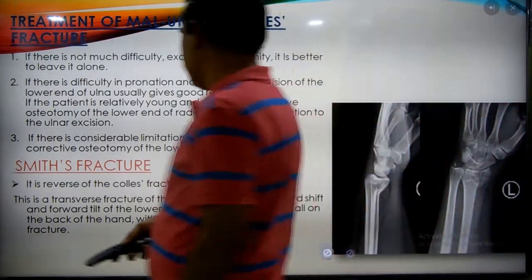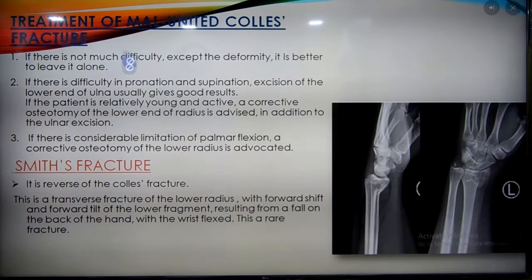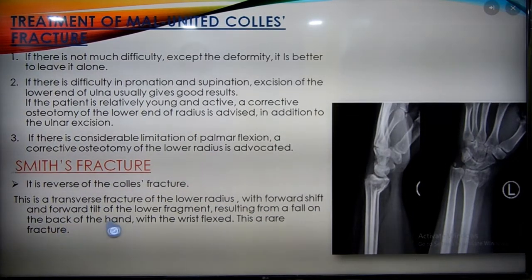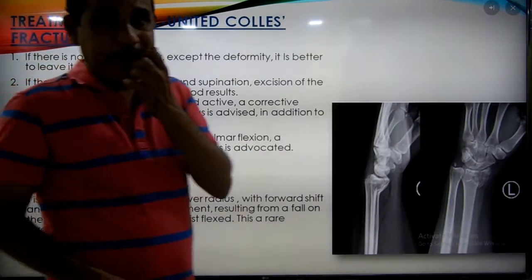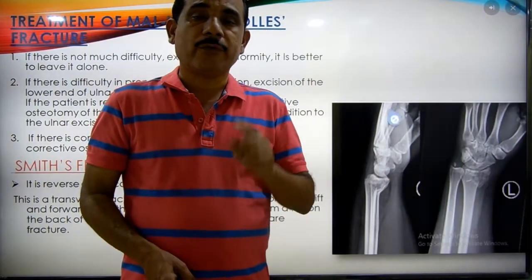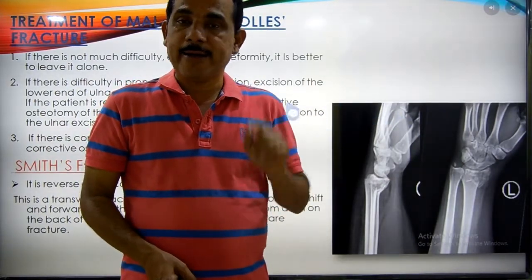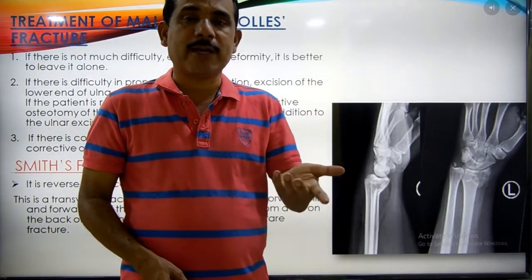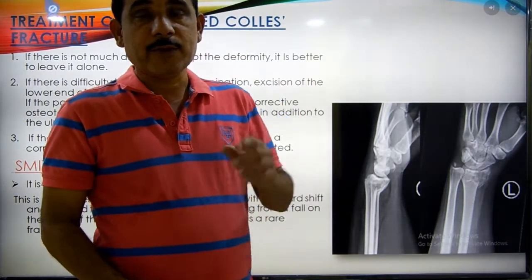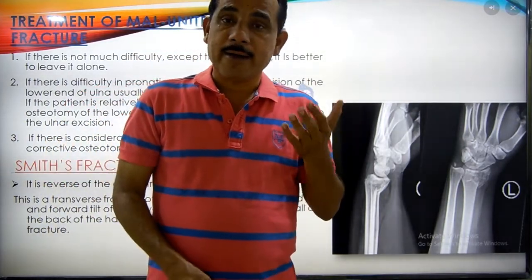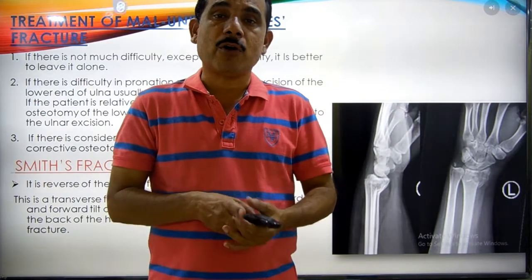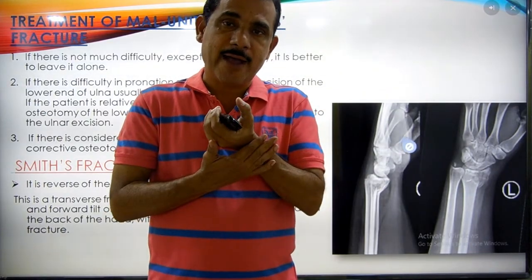And this is what? The displacement you will see is the forward tilt of the lower fragment resulting from the fall on the back of the hand. Isn't it? Do you understand? The Smith fracture is also the fracture of the lower end of the radius. It is reverse to that, which is always called the reverse of the Colles fracture. Why? Because it occurs from falling on the back of the hand.